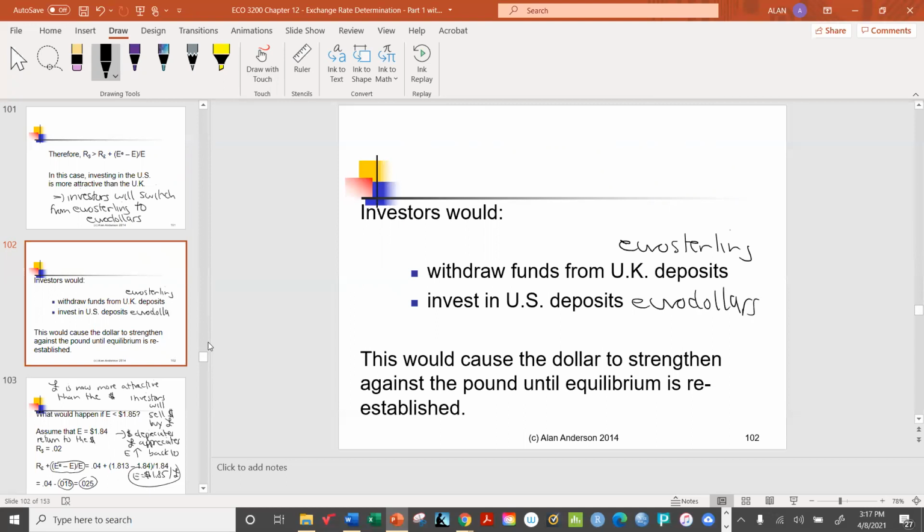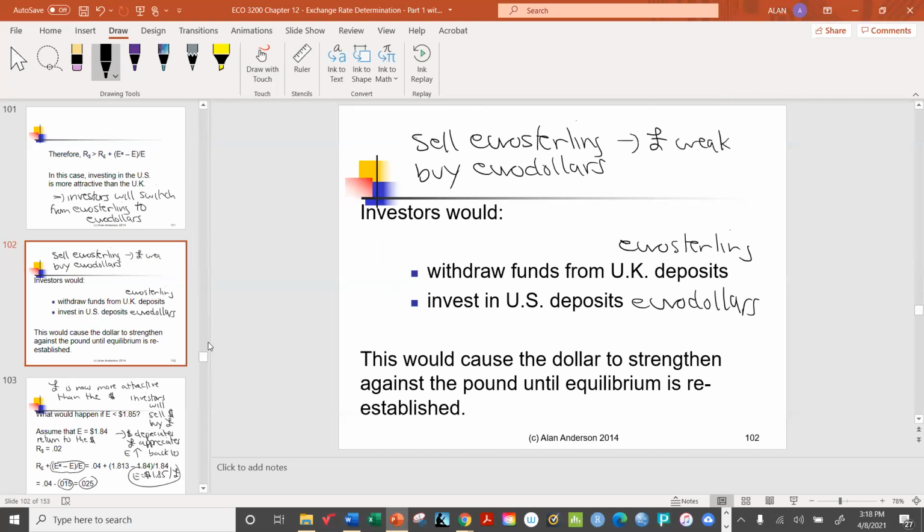Now, just think about this. Investors are selling sterling and they're buying euro dollars. In the process, the pound weakens and the dollar strengthens. And since the exchange rate is quoted as dollars per pound, that means that the exchange rate has to go down.